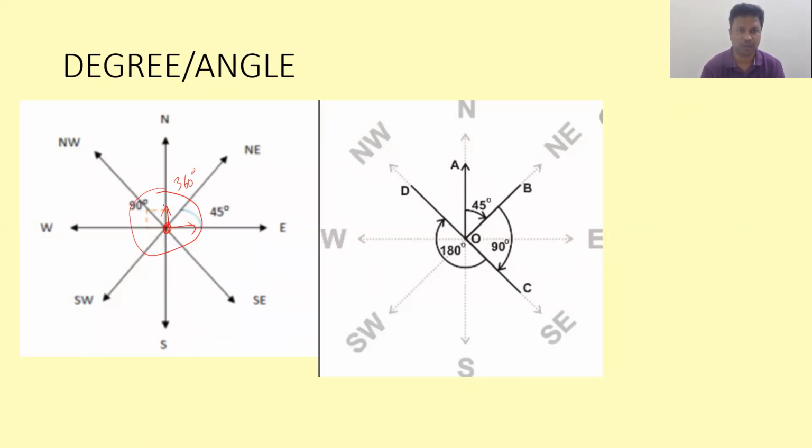Between two successive cardinal directions it is 90 degree, and between one cardinal direction and one subcardinal direction it is 45 degree. So the total is 360. Every time, multiples of 45 degree will be given in the question. They will say 45 degree, 90 degree, 135 degree, and 180 degree. So multiples of 45 will be given in the question.